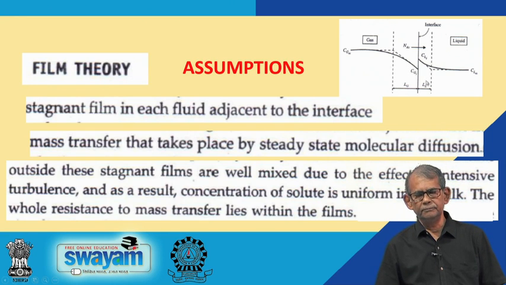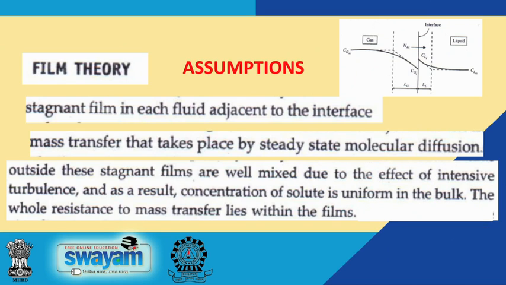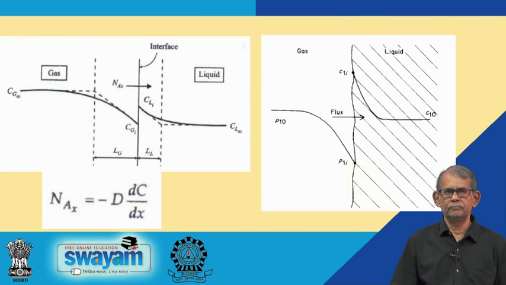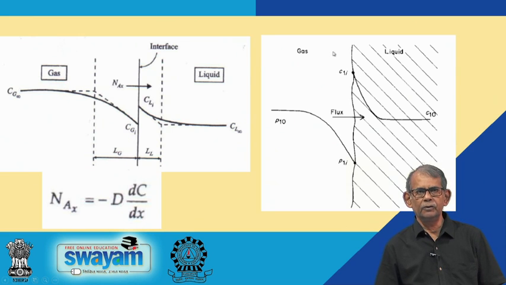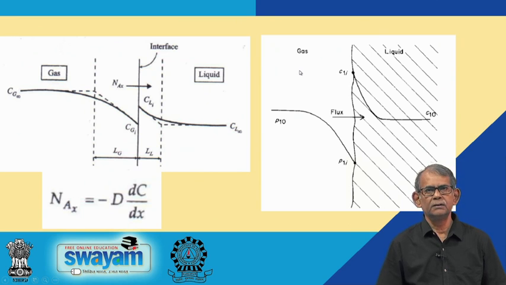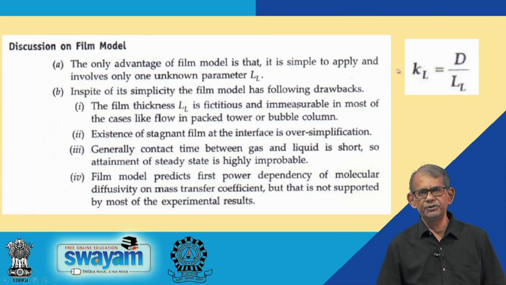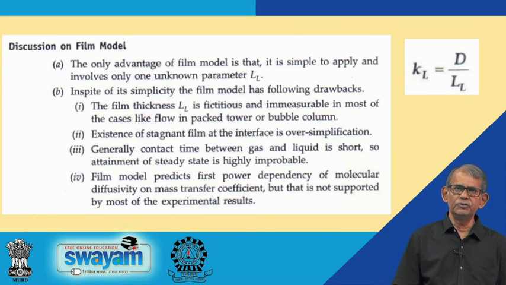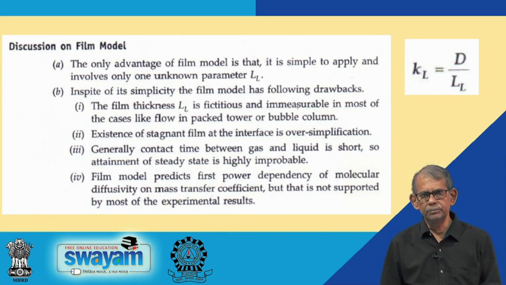Now, due to the presence of this film, Lewis and Whitman also assume that steady state mass transfer takes place across this film. These films are stagnant, and beyond the film the concentration is the same everywhere due to intense turbulence. From their derivations, they found that the mass transfer coefficient is equal to diffusivity divided by the thickness of the film.